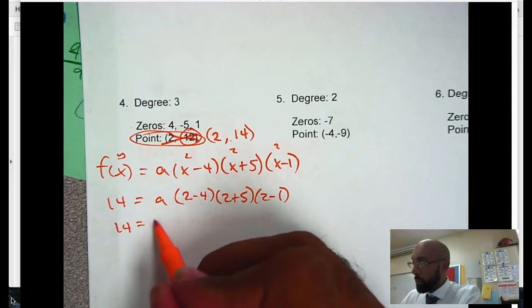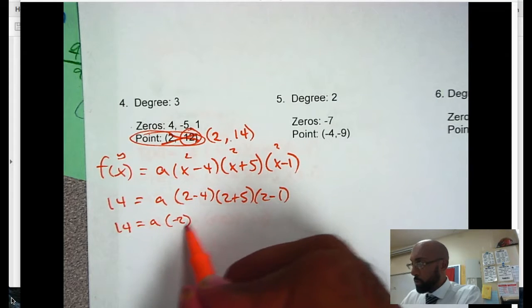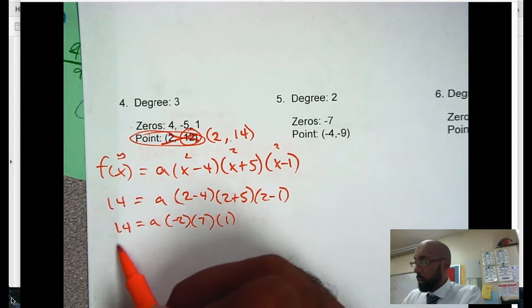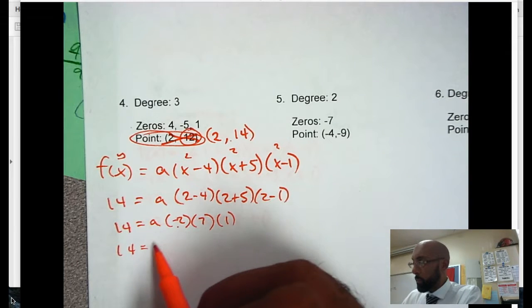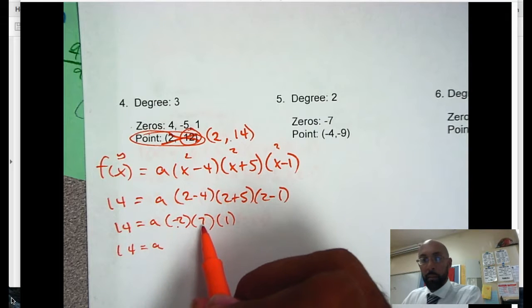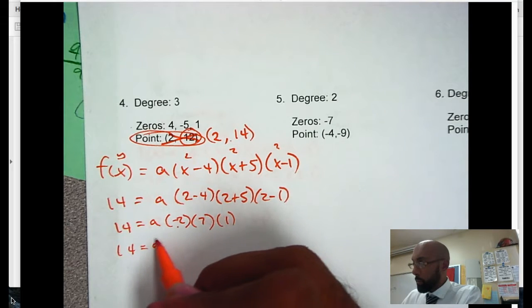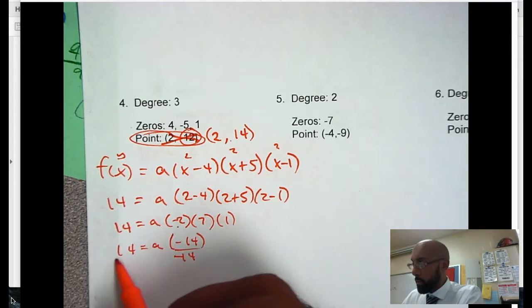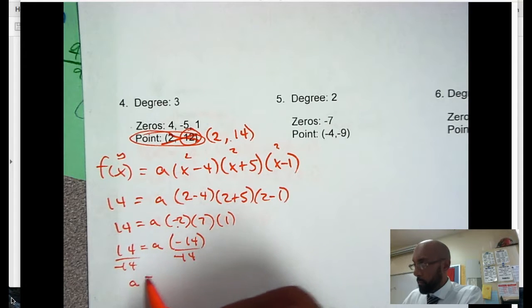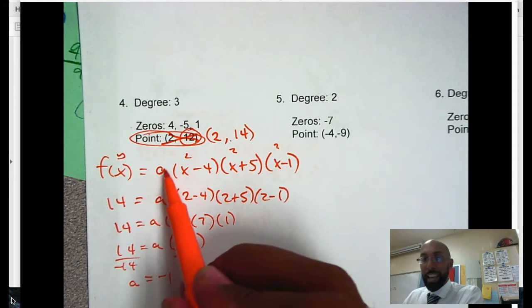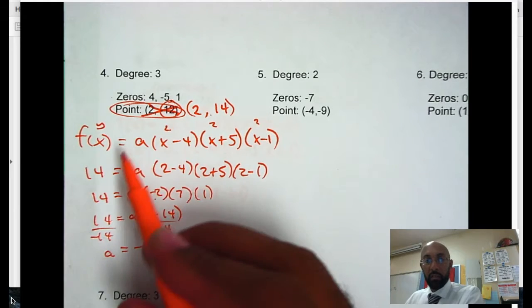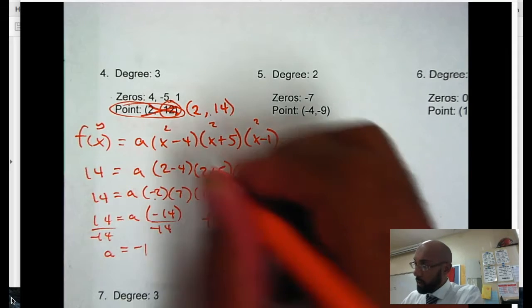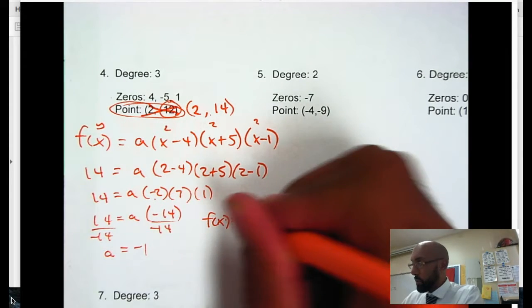Now let's simplify all that. 2 minus 4 is minus 2. 2 plus 5, 7. 2 minus 1, 1. Multiply again. Minus 2 times 7 is minus 14, times 1, minus 14. But then we're solving for a, so divide both sides by negative 14, and we get negative 1. So that means the a is actually negative 1, and not just a 1 by itself. Now I'm going to need to simplify it. So first, here's the factored form.